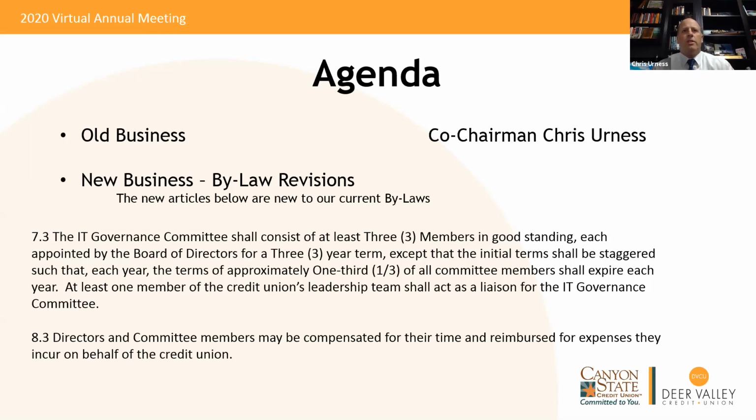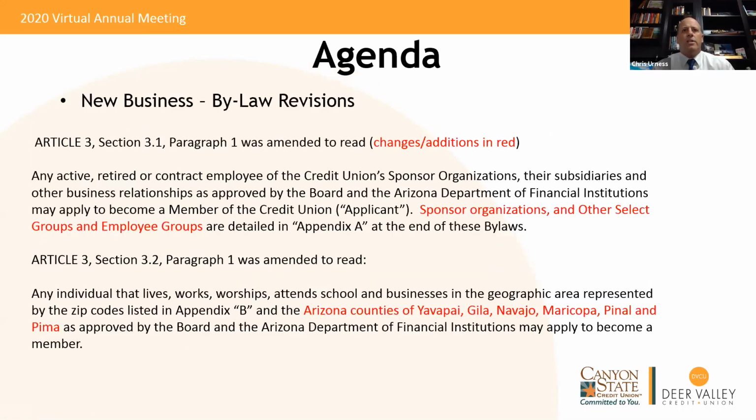The first bylaw change, which is in section 7.3, is the addition of an IT governance committee. The second change, which is in section 8.3, will allow directors and committee members to be compensated for time and reimbursed for expenses in direct connection with the duties that we perform. The third change is a small clarification for non-membership eligibility, and that's in section 3.1 and highlighted in red. The fourth change is we're adding 6 Arizona counties to our eligible membership, and you can find that in section 3.2. And finally, we have a name change, as Rob went through before, to Copper State Credit Union. All of these bylaw changes have been approved by our regulator, the Arizona Department of Financial Institutions.